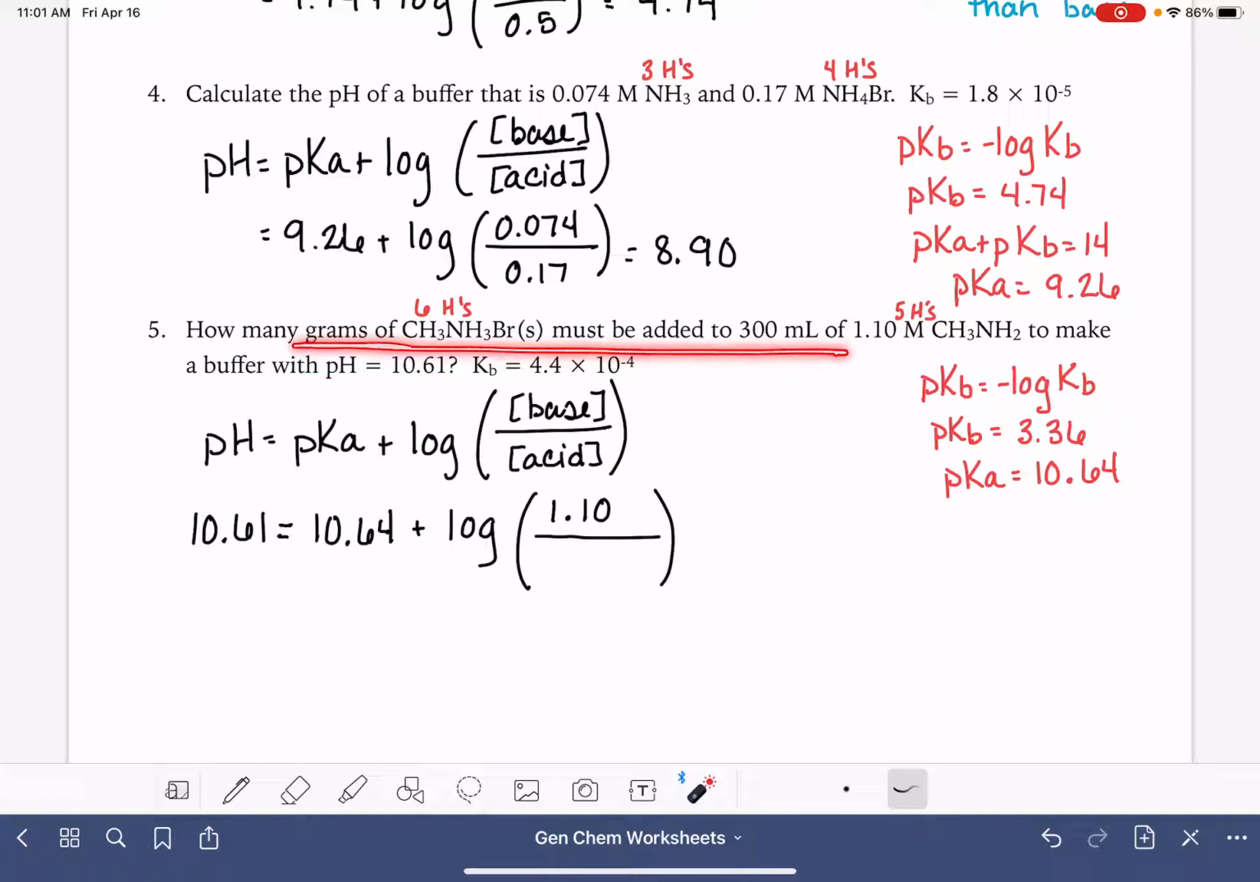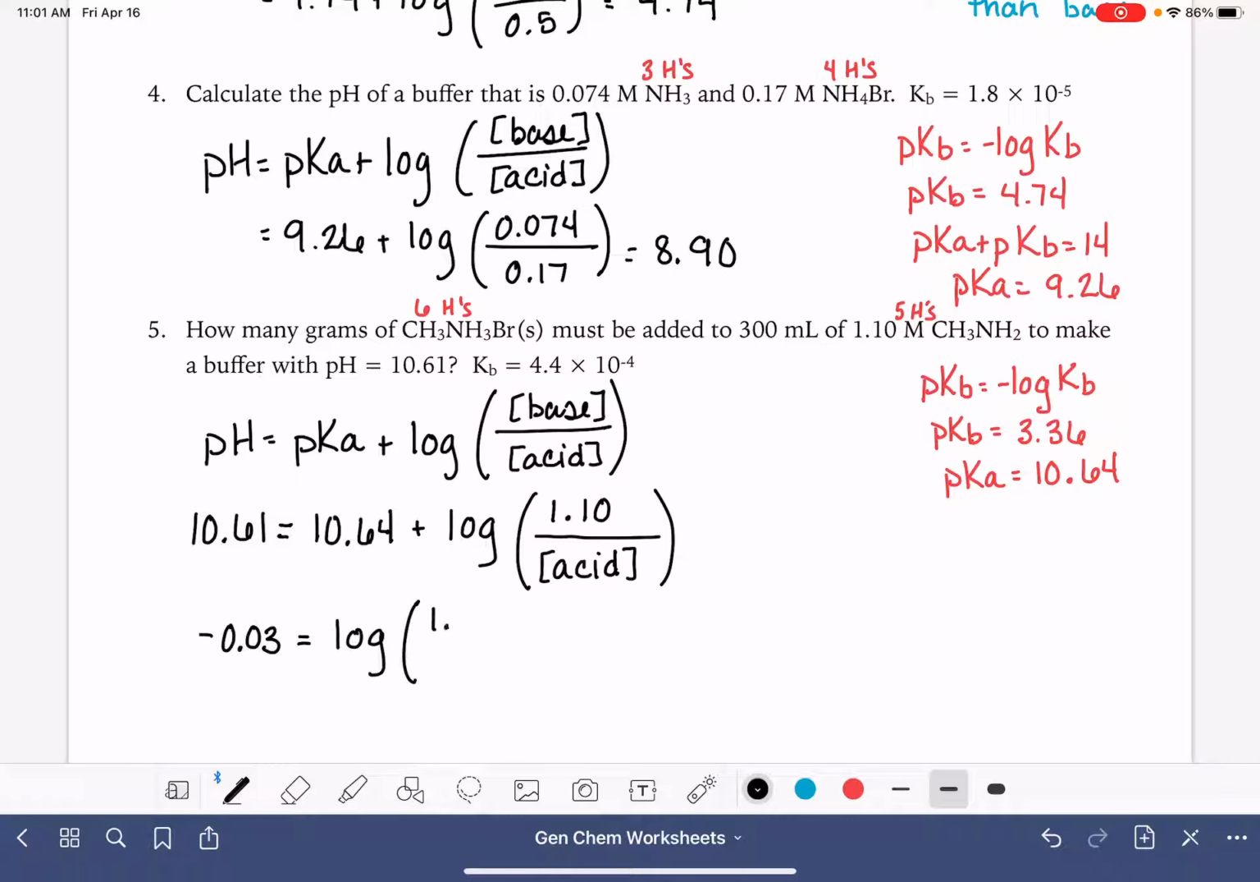That's what we're being asked to figure out. How many grams do we need? So this concentration of acid is our unknown, and it's the part that we have to solve for. So what I'm going to do next is just figure out what this concentration is. We just have to do some math. 10.61 minus 10.64, what I'm doing is I'm taking this and I'm moving it over to the other side of the equation, so we get negative 0.03 is equal to the log of 1.1 over the concentration of the acid.